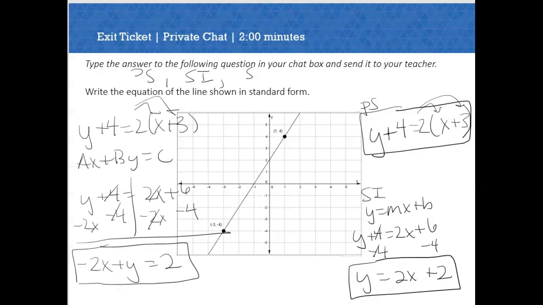There is standard form. We could also have done that same thing over here. We can move this x. To move it, we do the inverse operation, and we would get negative 2x plus y equals 2. So we can rearrange any of these forms to get to the other.